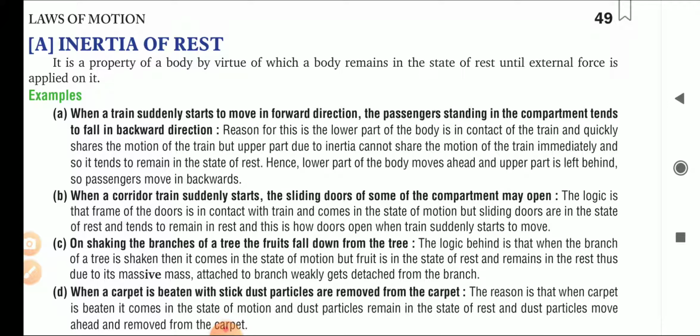The lower part of our body, which is in contact with the floor of the train, directly comes into motion. But the upper part, due to inertia, that is the tendency of a body to remain in its state, either rest or motion, was initially at rest, so it will remain in its state of rest, but the lower body comes into motion. Hence the lower part of the body moves ahead and the upper part is left behind. So passengers are moved backwards. So very simple it is.